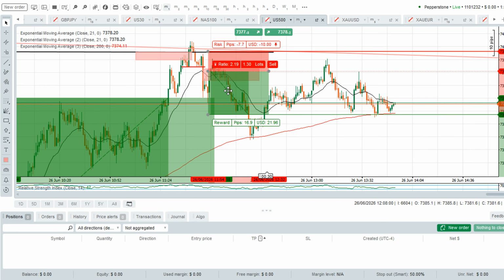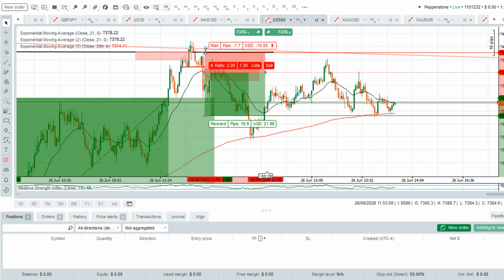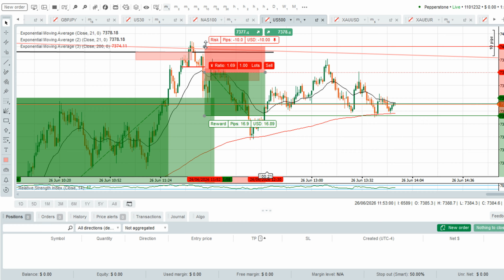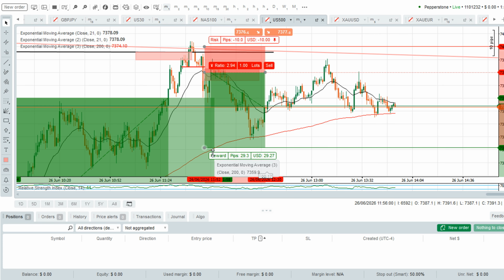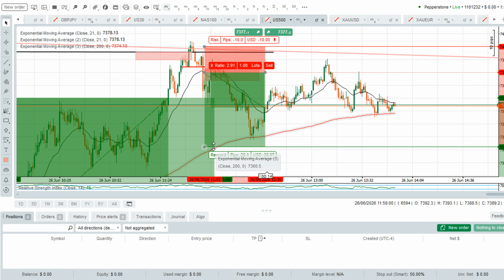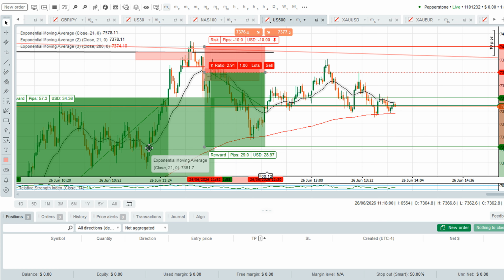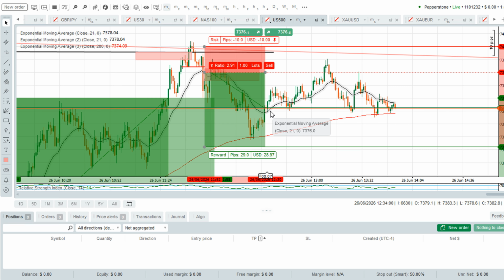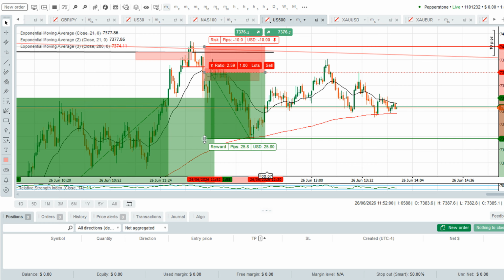So you enter in the fair value gap with a stop loss just above this fair value gap, and you target the next fair value gap. So this was the next. You can see this is a fair value gap here, and you can see, guys, the trade went as expected and gave us a 1:2.5 risk reward.